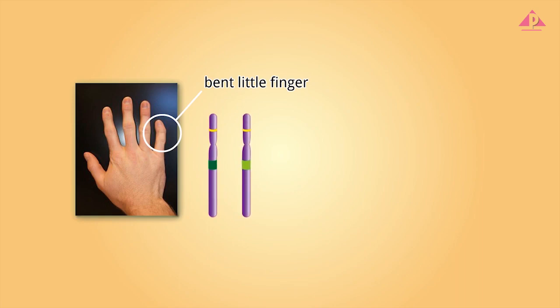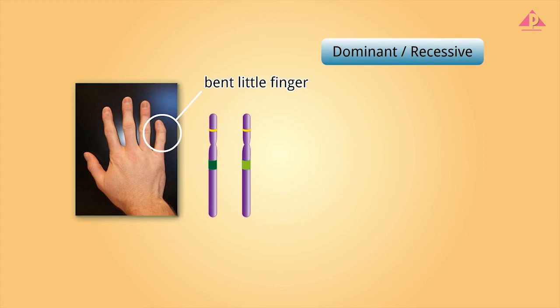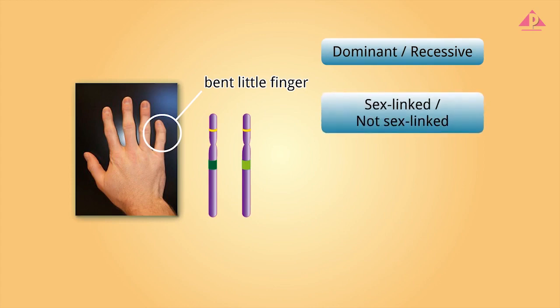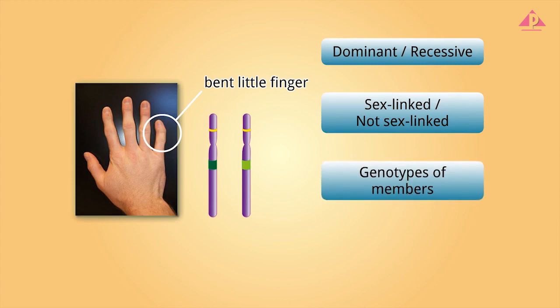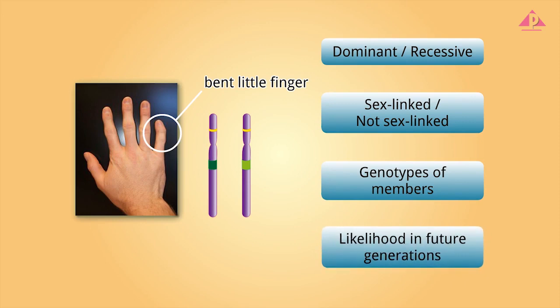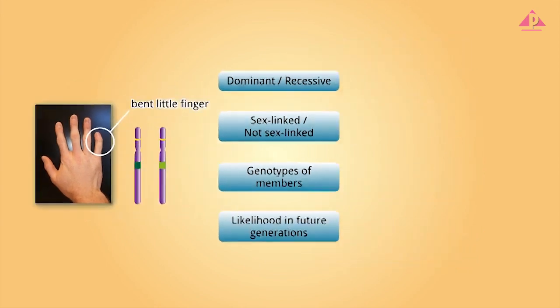We can use a pedigree to study information about this trait, including whether the trait is dominant or recessive, sex-linked or not sex-linked. We can also work out the possible genotypes of the family members and predict how likely the trait will occur in future generations. Let us draw a pedigree to show the inheritance of bent little fingers in a family.